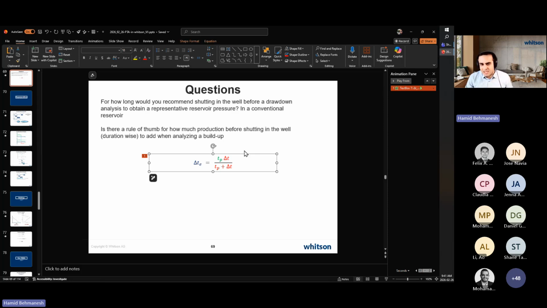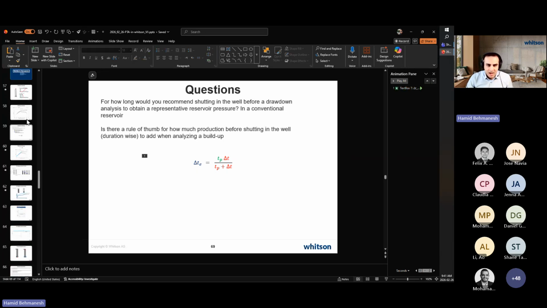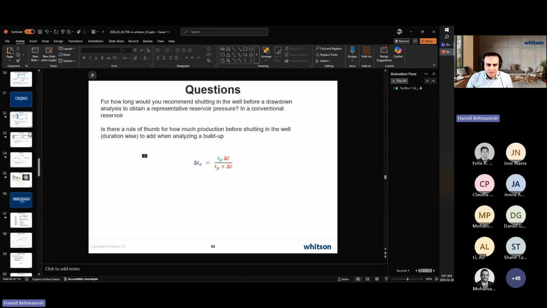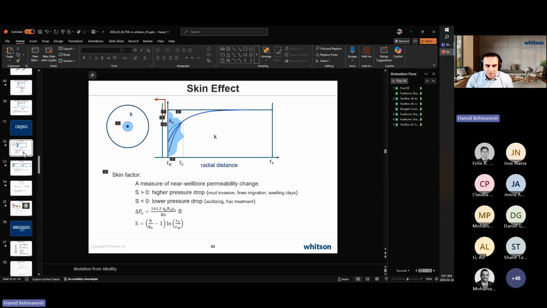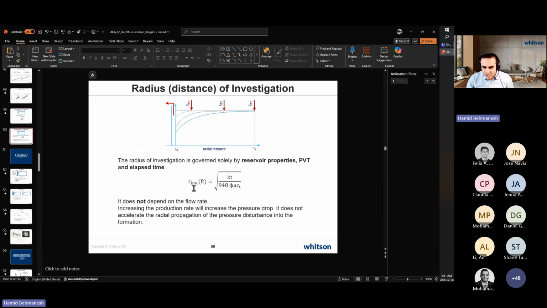You remember the radius of investigation? We talked about how long it would take for the pressure to propagate a certain distance. So you can work this equation backward. If you have an observation well sitting, let's say, 1,000 feet apart from your producing well, and you set the well on production, you want to see how long it would take for that observation well, which is now serving as a gauge in the bottom hole, so you can measure the pressure downhole.